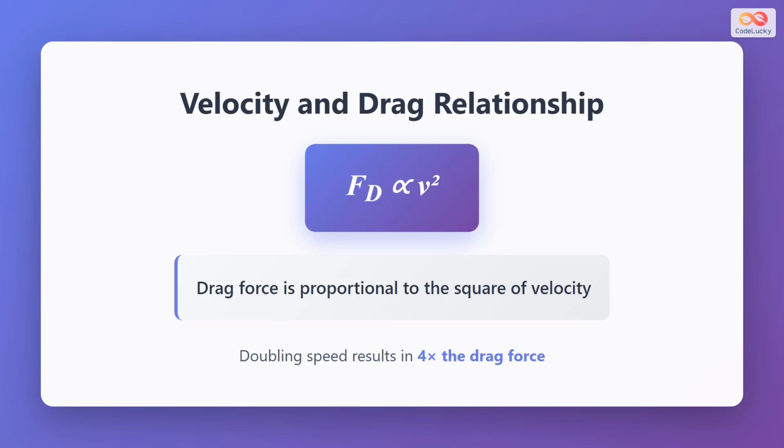Drag force is proportional to the square of velocity, written as F_d ∝ v². This quadratic relationship has significant implications. For example, if you double your speed, the drag force doesn't just double, it increases by a factor of 4. This is why high-speed vehicles require much more power to overcome air resistance.